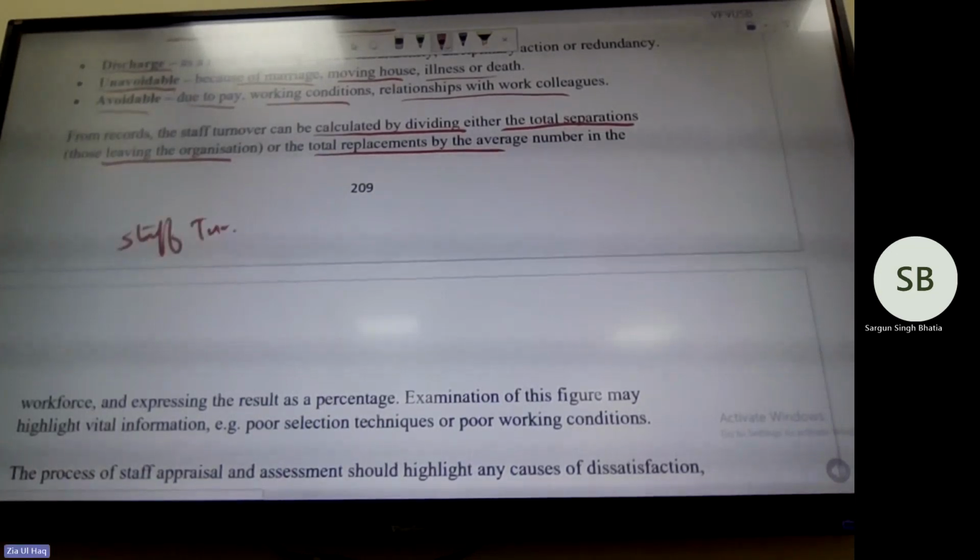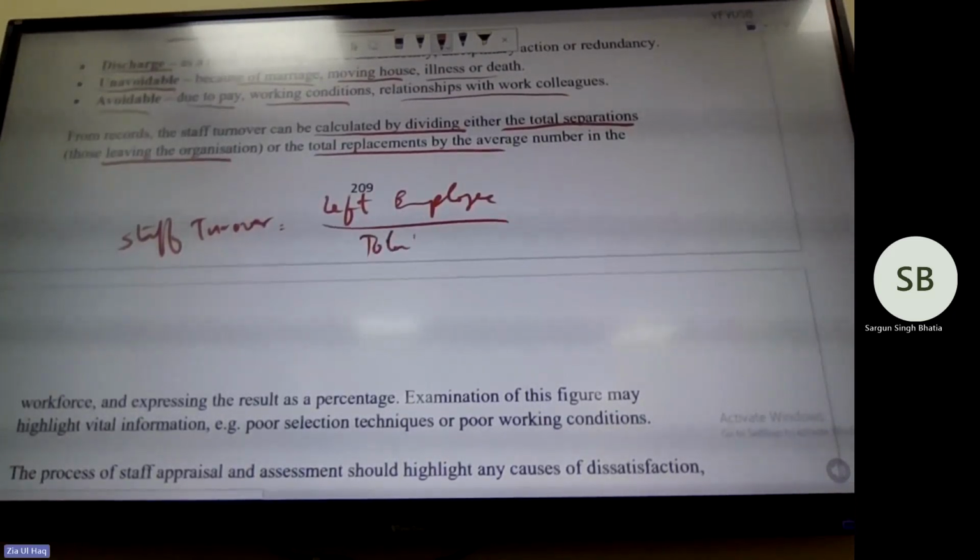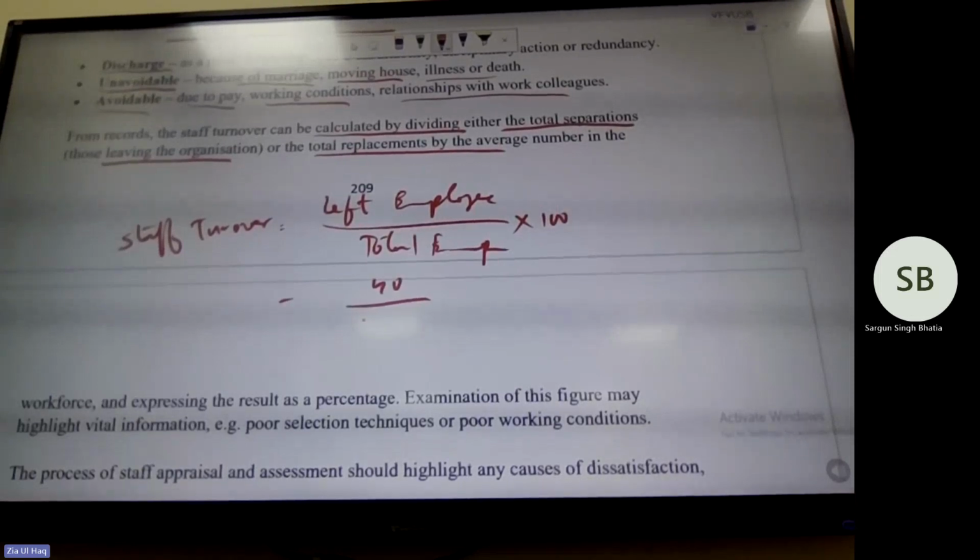So staff turnover can be calculated as the number of employees who left, divided by total employees, multiplied by 100. Suppose last year 40 employees left out of 1000. So multiplying by 100, what is the result? 4% is the staff turnover.